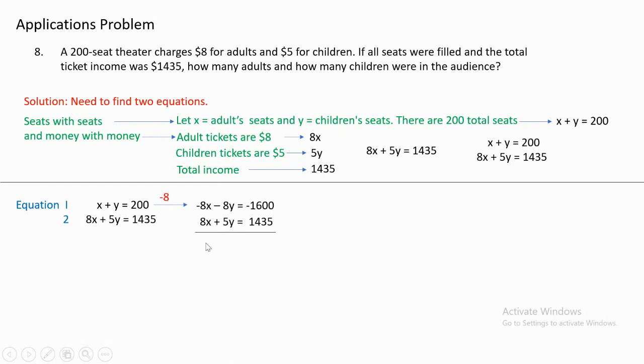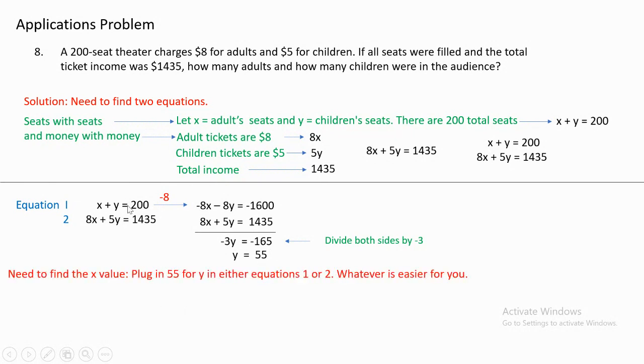Now we add them. That's going to give me 0. This is going to give me -3. And -1,600 plus 1,435 will give me -165. Then we divide both sides by -3. So y equals 55, because -165 divided by -3, the result will be 55.